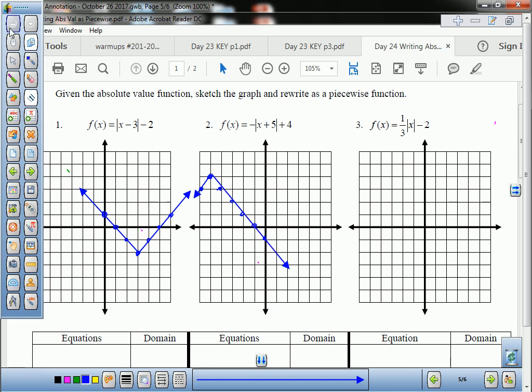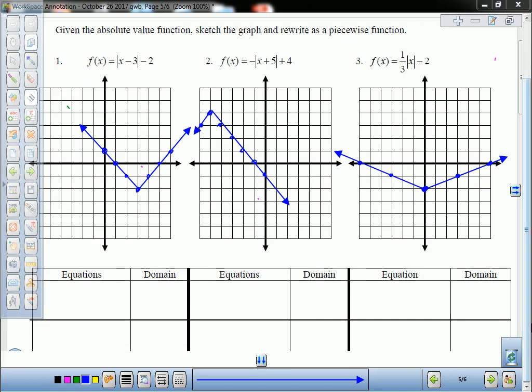All right. And then the last one. The last one is just shifted down 2, and it has a 1/3 out in front. So we go up 1 over 3. Up 1 over 3. She just said up 1 over 3. That's what I told you. Okay. So, now that's what we learned when we graphed absolute value functions.